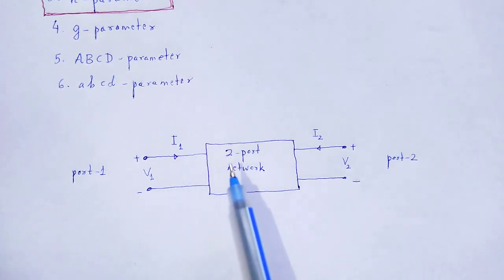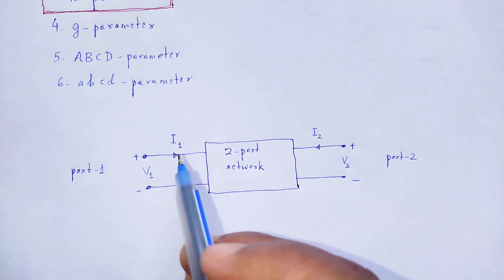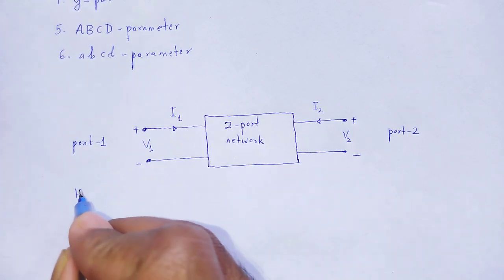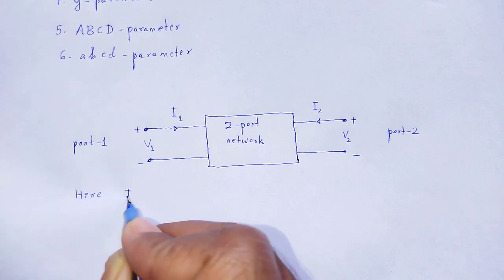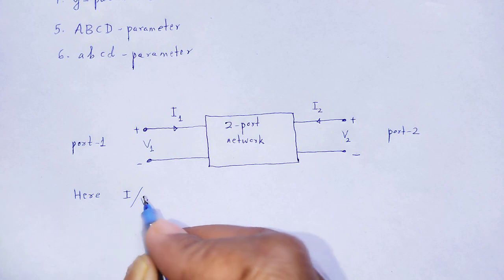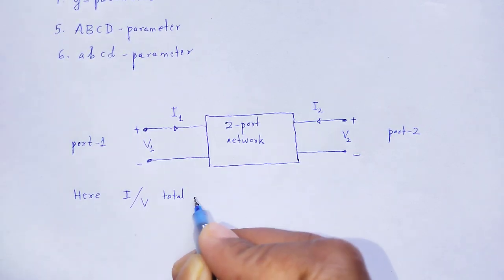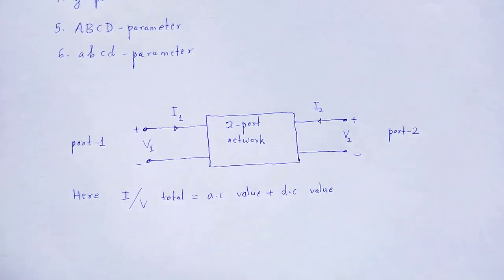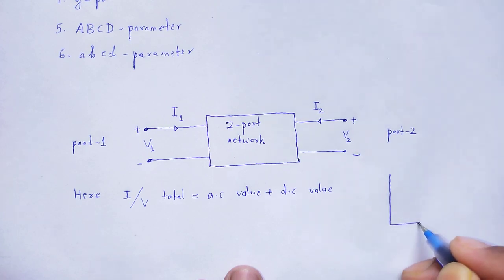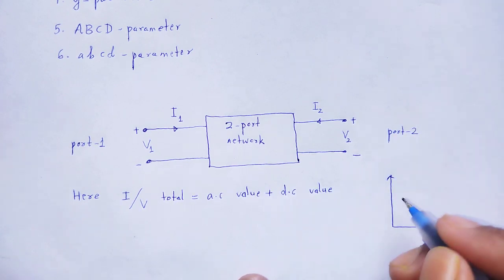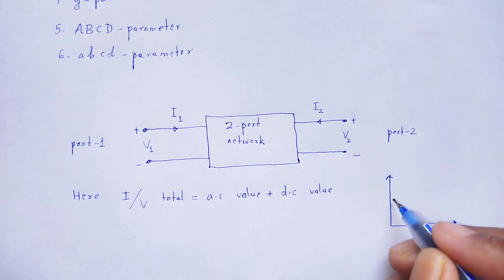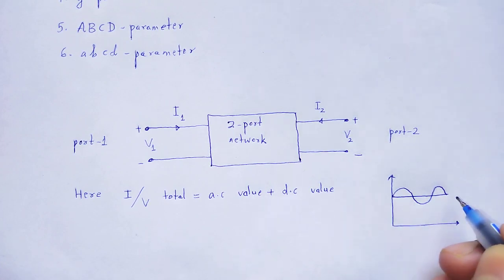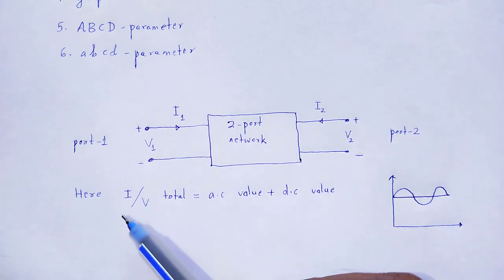That I1 and V1 are the total current or voltage, means it is the combination of both AC as well as DC. Here I or V total is equal to AC value plus DC value. If we plot a graph, so total current or voltage can be drawn. This is the DC value, that one is the AC value. By superimposing these two, we finally obtain the total current or voltage.